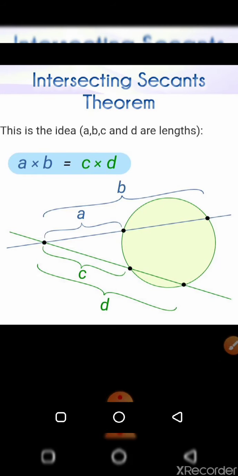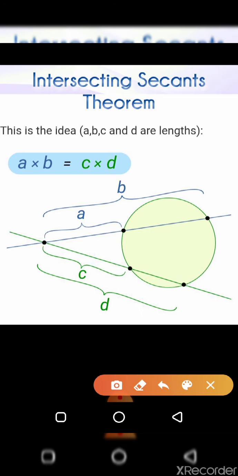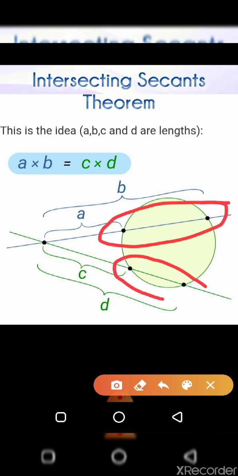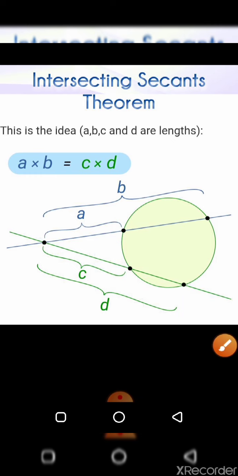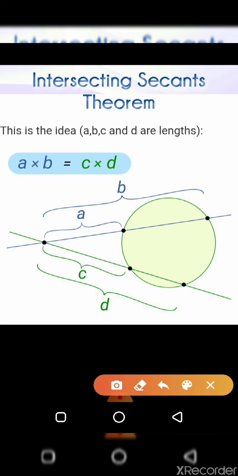Now, when you're talking about the intersecting secants theorem, we're saying that we have two straight lines that cut across a circle. And you see, we have line 1 and line 2. Good. Now, these intersecting lines are at a particular distance to the circle. So let's call that distance A and distance C.